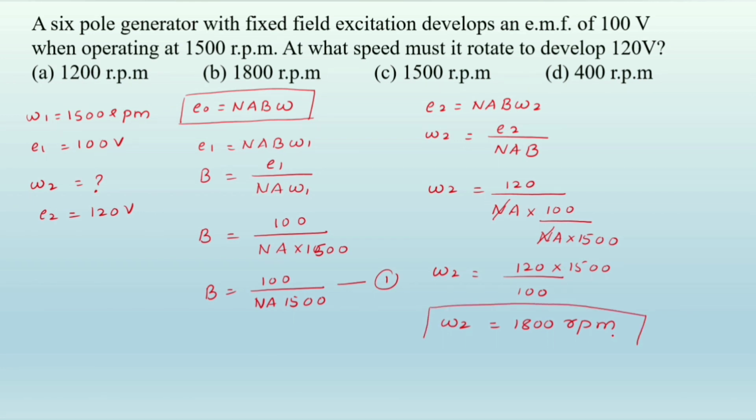So that means initially angular speed is 1500 rpm, so induced EMF becomes 100 volt. When its angular velocity is 1800 rpm, then induced EMF is increased to 120 volt. So 1800 RPM, that is option B is right.